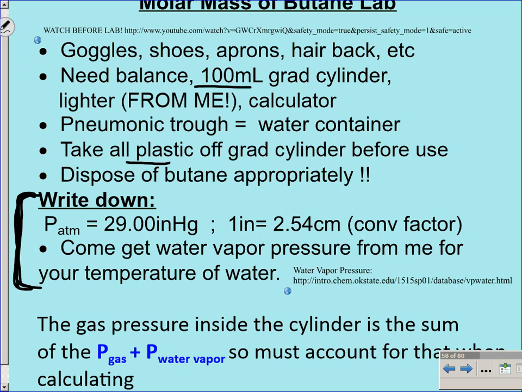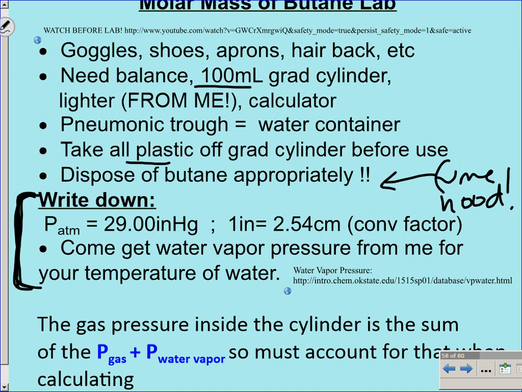Butane is flammable, right? We don't want to just release it into the wild and go do your thing. No, we want to put this in a fume hood. So at the end of the lab, I will have you take your graduated cylinder like this with your hand on the bottom, keeping it captured, and then go to the fume hood and release it. Then we'll turn the fan on and be fine.